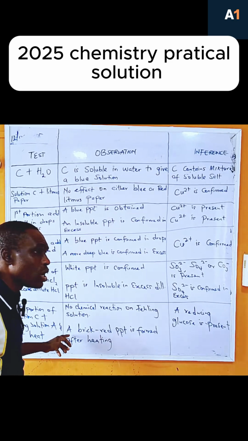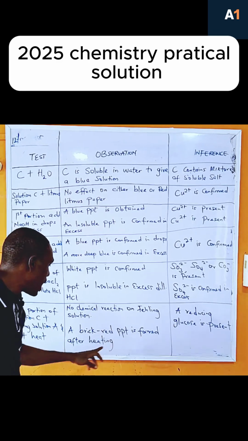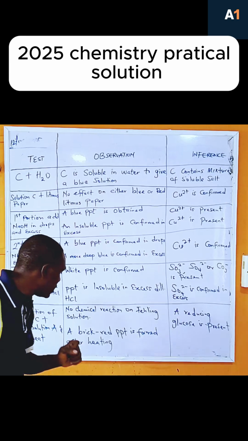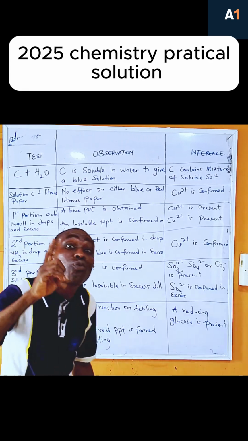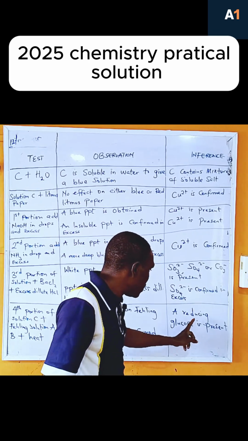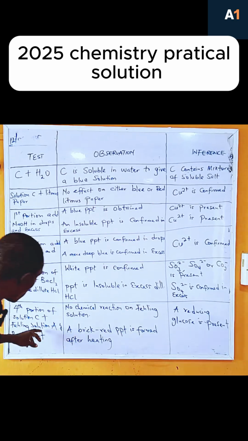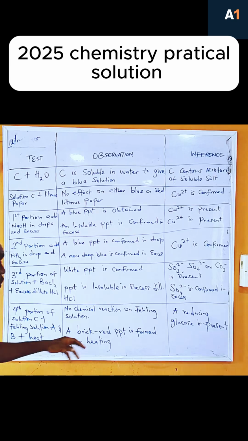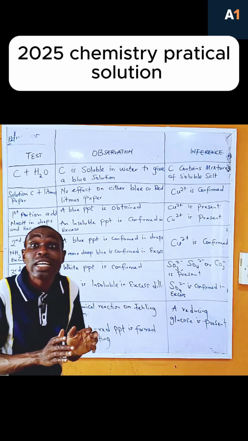After that, a brick red precipitate is formed after heating. So we observe a brick red precipitate, which confirms what? Glucose, a reducing sugar, is present. You all know that when you put Fehling's solution into any glucose, it changes to this color. So which confirms there is glucose.